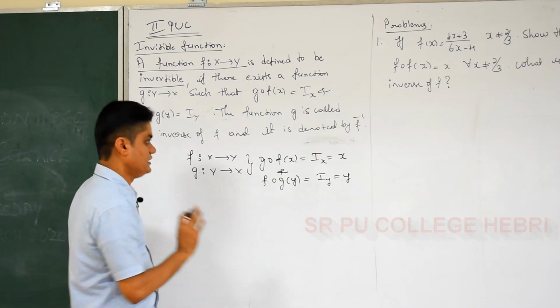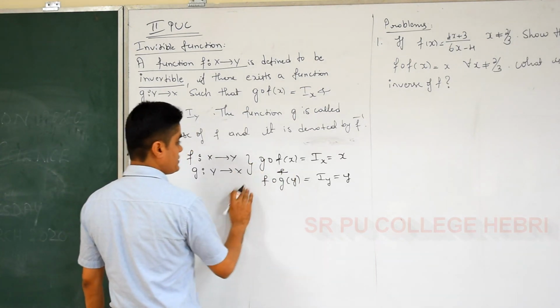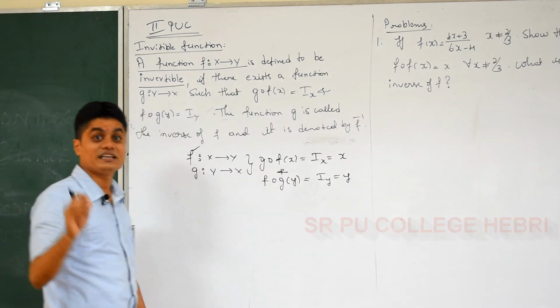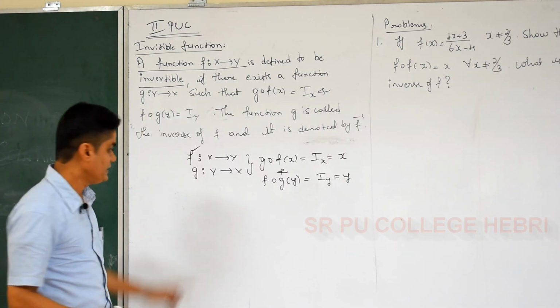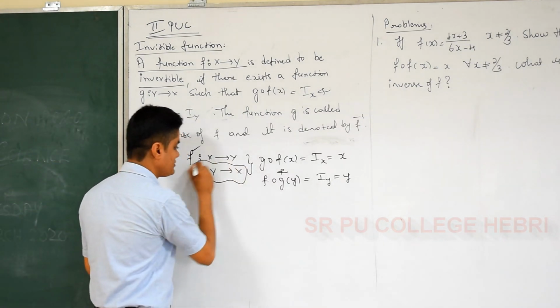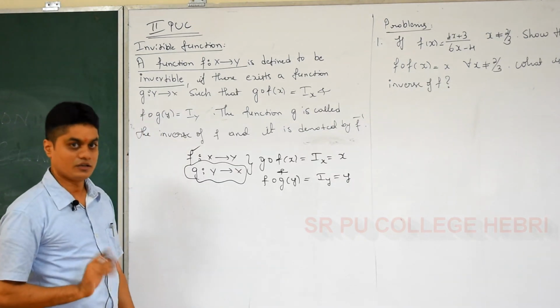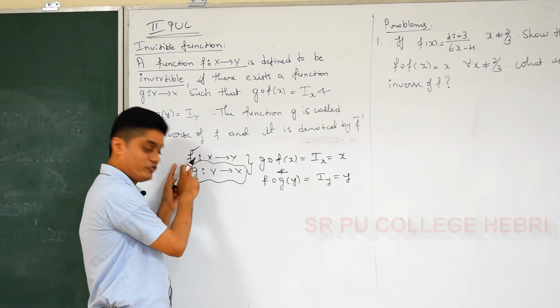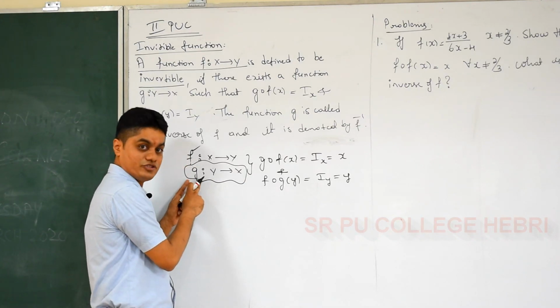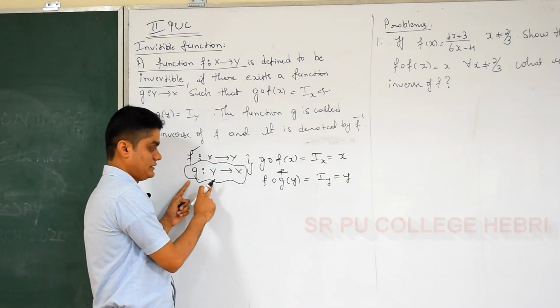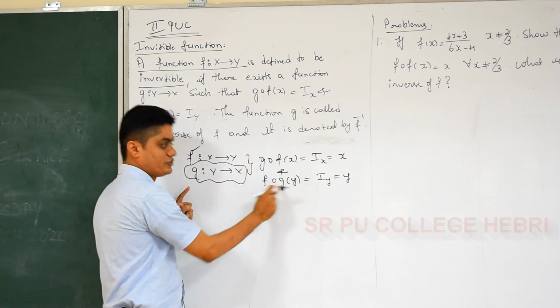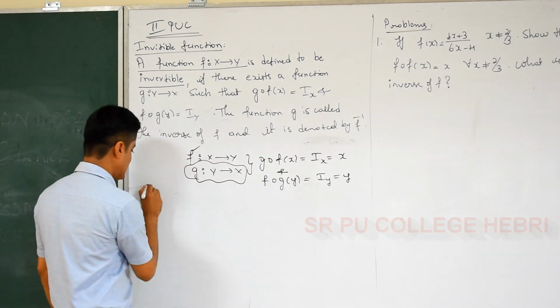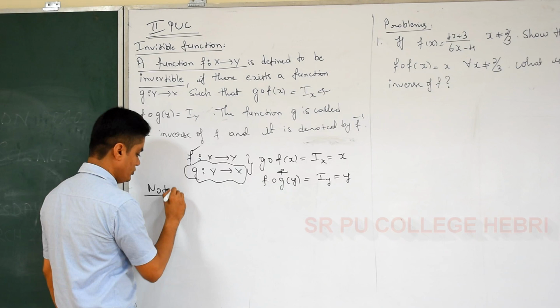Correct? So remember, when these two conditions are satisfied, we say that f is invertible and its inverse is g. Got it, what I am telling? When these two conditions are satisfied, we say that f is invertible and its inverse is g. Inverse of a function must satisfy these two conditions. And one more piece of information I'll give you here as a note.